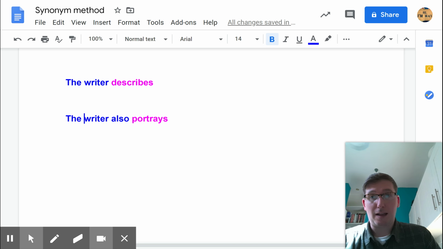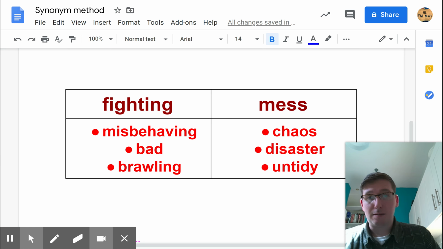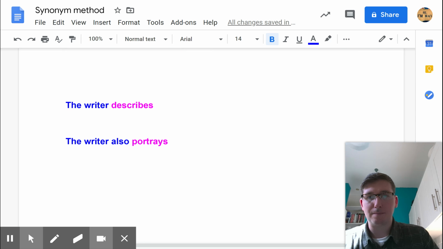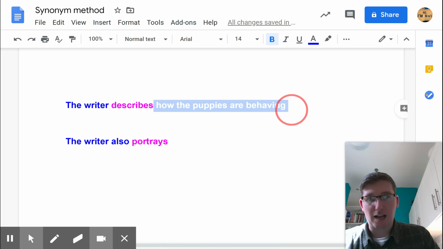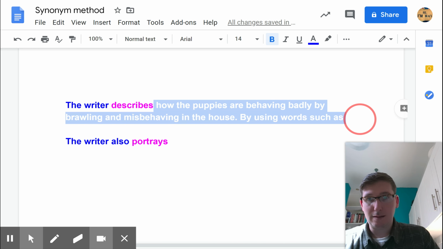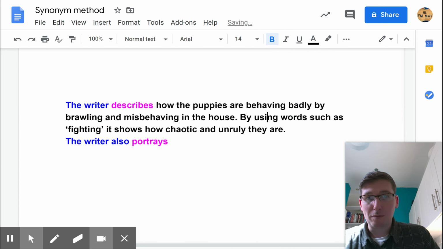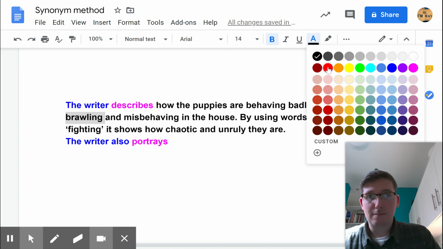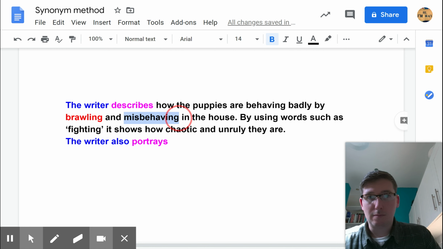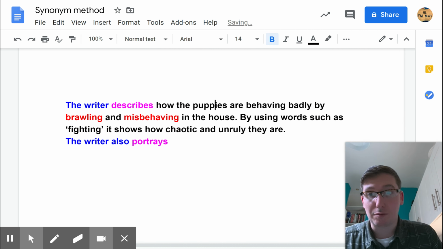Okay, so how did we do that? Fighting, misbehaving, bad, brawling, mess, chaos, disaster, and untidy. Here's how we could write it. The writer describes how the puppies are behaving badly by brawling and misbehaving in the house. By using words such as fighting, it shows how chaotic and unruly they are. So you see, all we've done here is use our synonym words to basically expand on the original quotation.